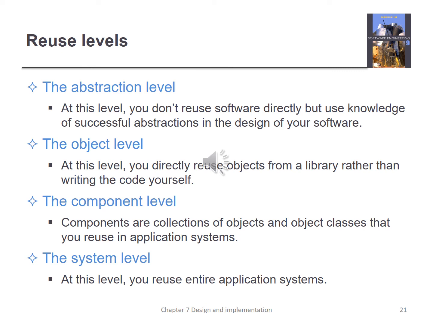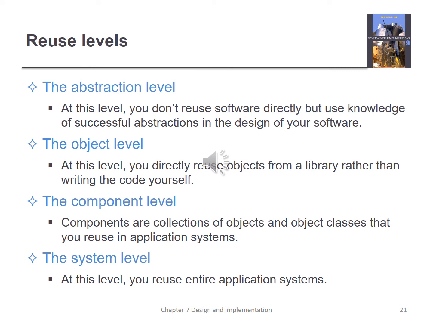An object level, at this level, you directly reuse an object. You just get an object and you inherit that object from a library rather than writing the code yourself. This is the way we used to do it before, like writing a subroutine or a function, putting it in a library, and whenever you need it, if that piece of logic is needed by many different programs, we don't have to write it in each program. The program just gets it from the library.